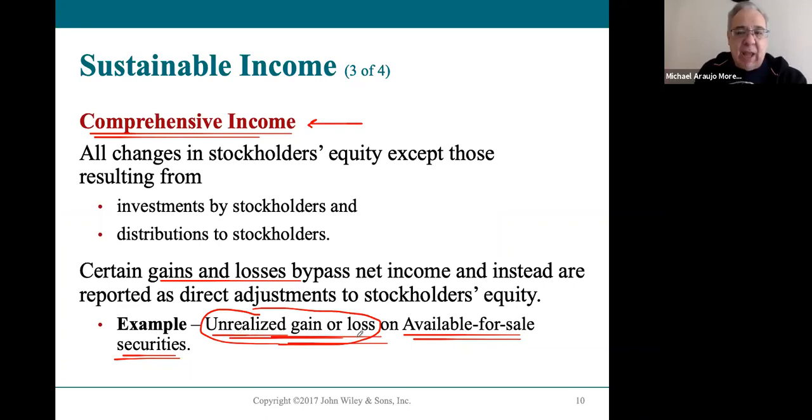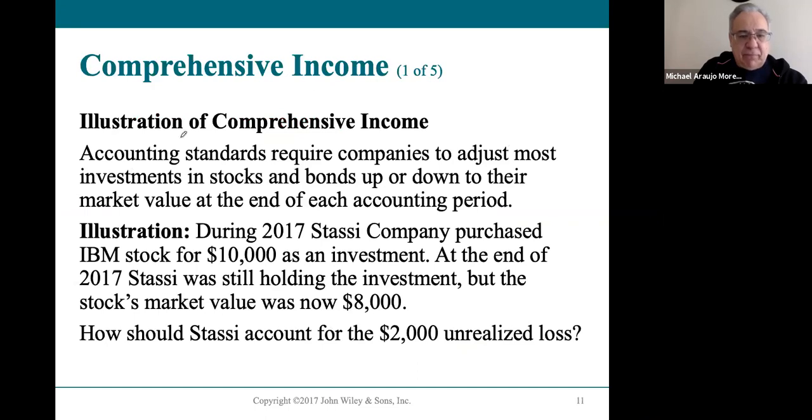That's it. But it does have an impact on the income statement, the comprehensive income statement. So here's an illustration on how it would work. Again, accounting standards require us to adjust the market value of our investments at the end of every accounting period. So this is what happened here.